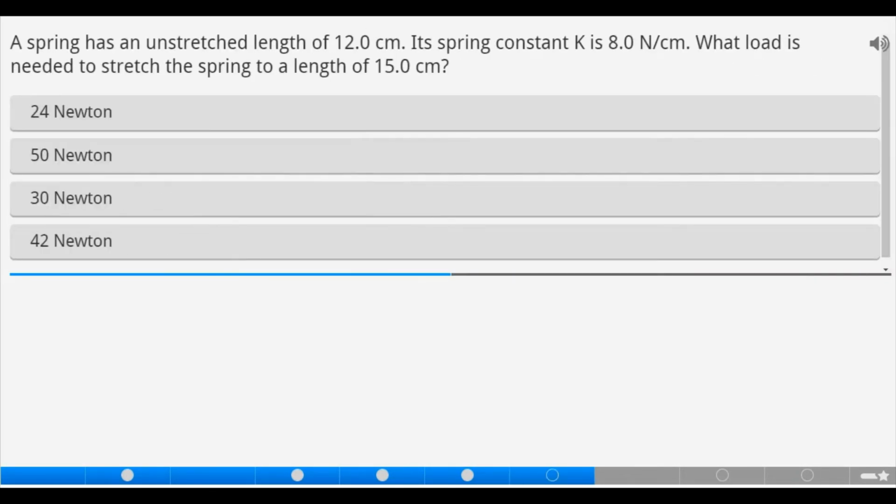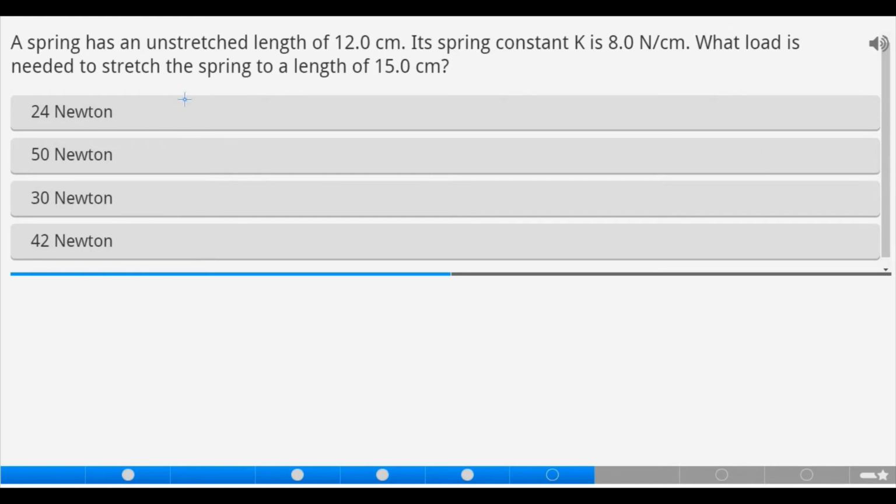All right, let's proceed. A spring has an unstretched length of 12 centimeters. Its spring constant is 8 Newton per centimeter. What load is needed to stretch the spring to a length of 15 centimeters?